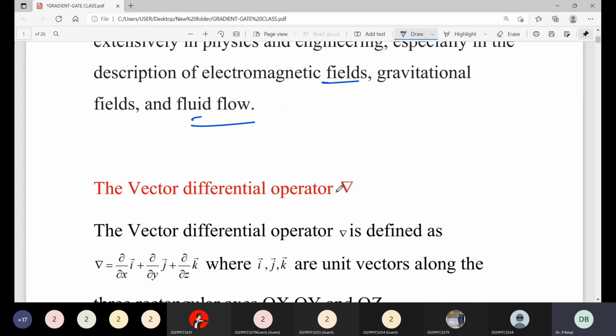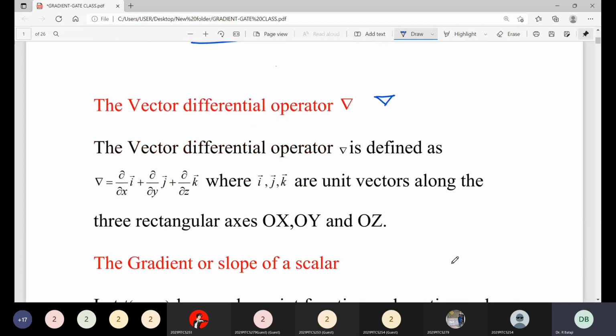The vector differential operator, the symbol ∇, is known as del. The vector differential operator del is defined as del equals ∂/∂x times i vector plus ∂/∂y times j vector plus ∂/∂z times k vector, where i, j, k are unit vectors along the three rectangular axes Ox, Oy, and Oz.